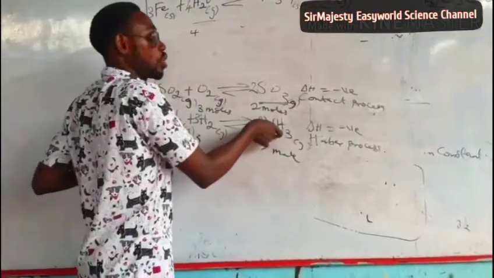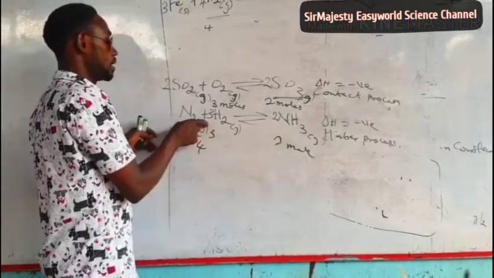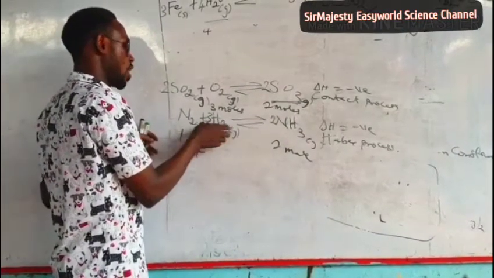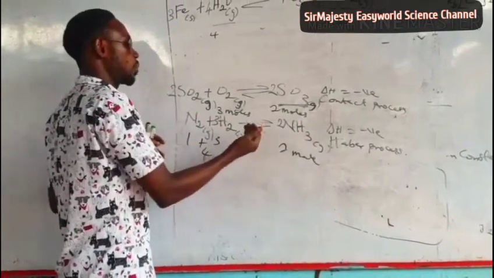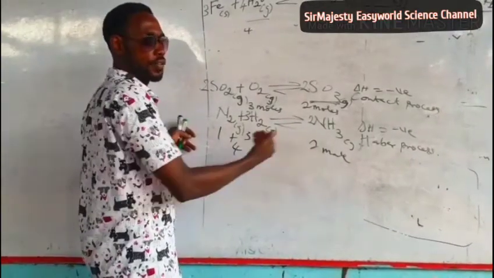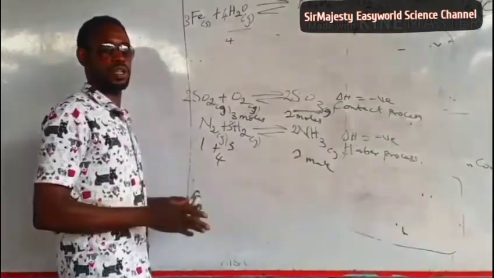Then if you increase the concentration of ammonia far more than nitrogen gas and hydrogen gas, there will be more yield of nitrogen and hydrogen. So the equilibrium shifts to the left. You favor the backward reaction. That's the effect of concentration.